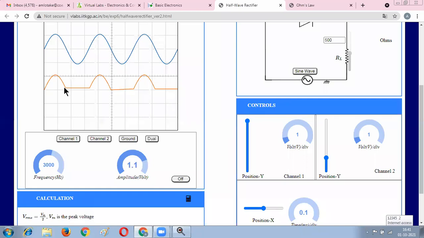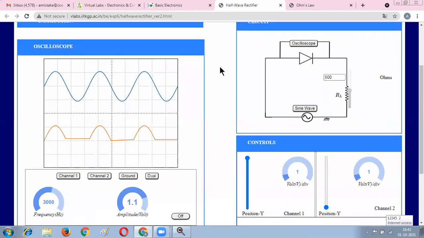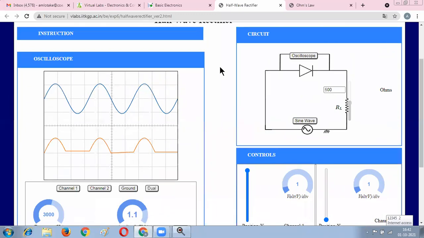Any doubt regarding this half wave rectification? No, ma'am. Any doubt regarding this half-wave rectification? If you have any question, you can ask me. Otherwise, I'm going to end this third experiment.